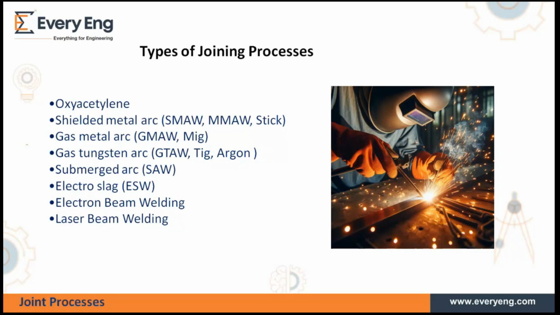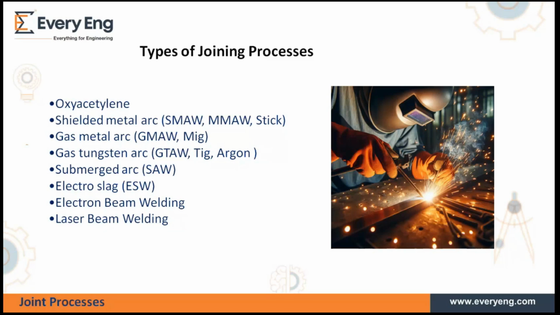After oxyacetylene, these four are arc welding types, meaning electric welding, where with electric power we generate the arc. In all those four you see AW is common in the name: SMAW, GMAW, GTAW, SAW. AW is for arc welding, and the first two letters are for the type of welding. Shielded metal arc welding means the metal is getting shielded.